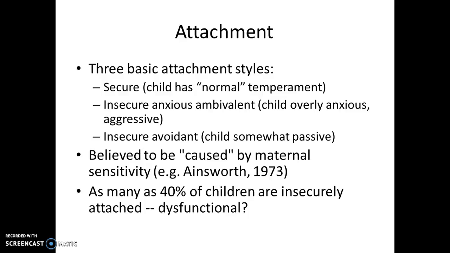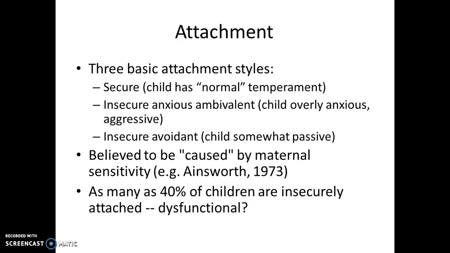Sometimes called insecure, anxious, ambivalent attachment. This is where children are very, very clingy towards different people, usually initially the parents, so they can be very clingy and sometimes quite aggressively clingy. And then insecure avoidant is where the child doesn't really seem to have any particular interest in relationships. They're a bit aloof, and it's believed to be caused by maternal sensitivity.